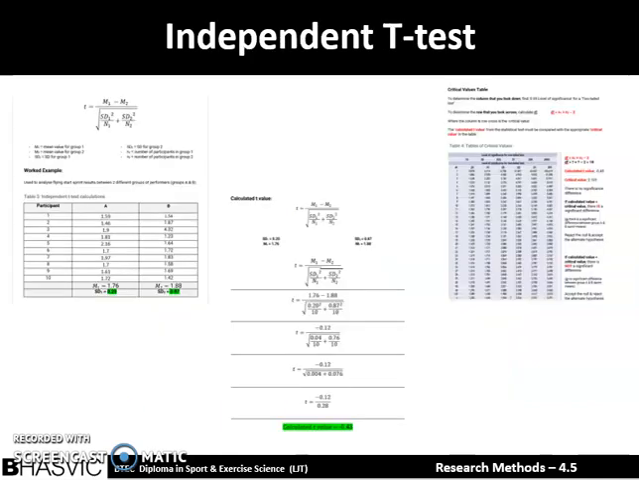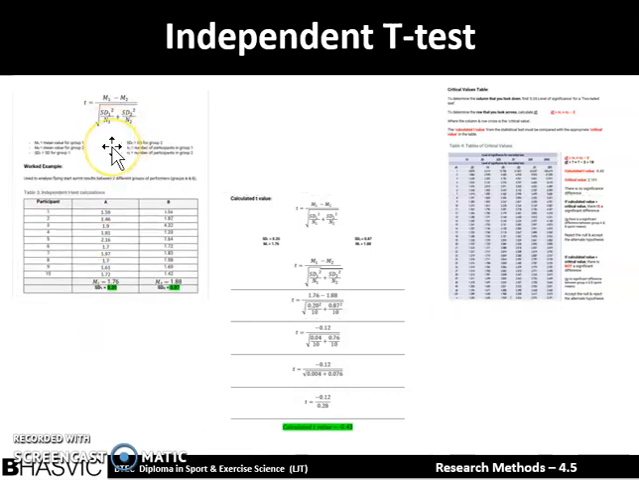So going back to our data, so the formula up here, now this is quite a long formula. So on the top you have the mean value for group 1. So you have the two groups in here, so you'll add them all up and divide them by 10 to get your mean value, which is 1.76.